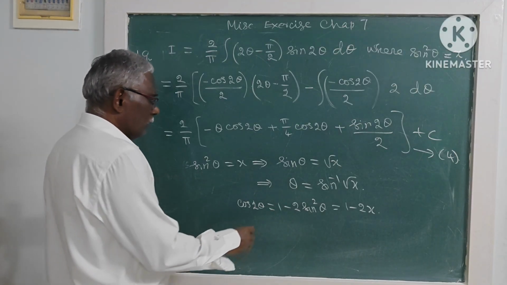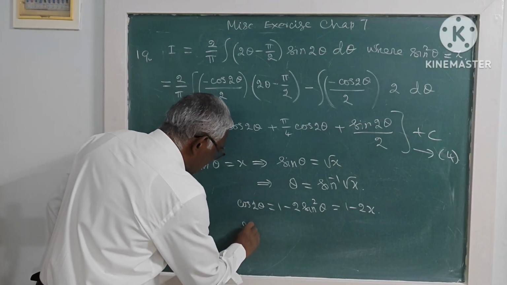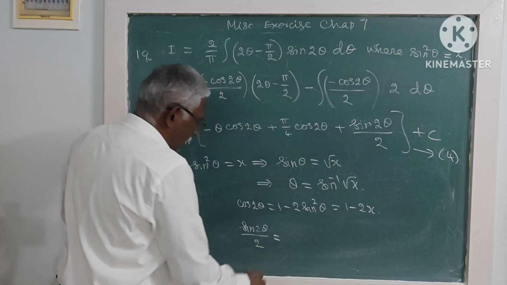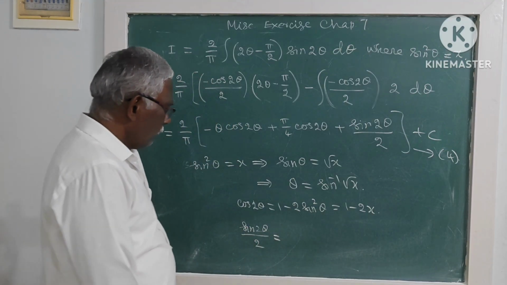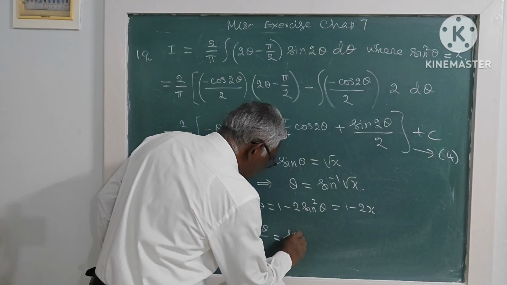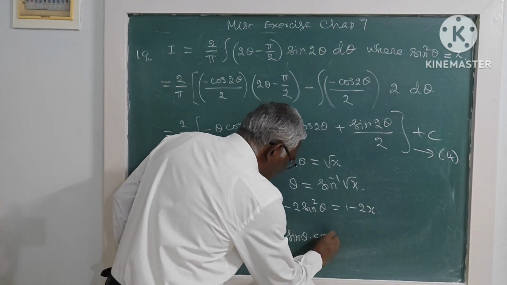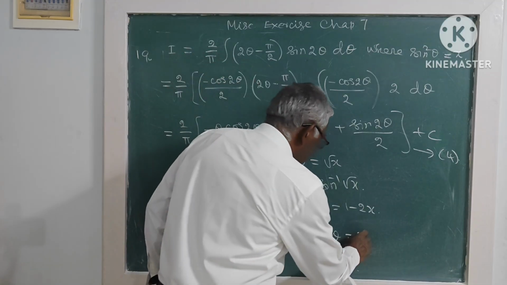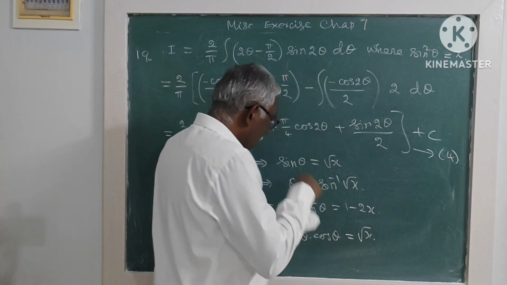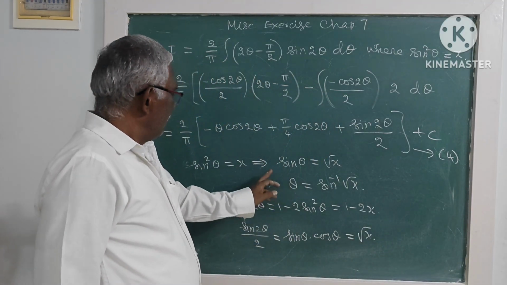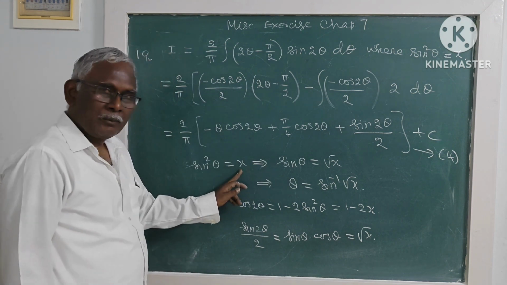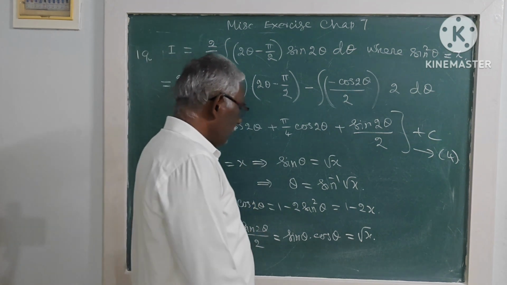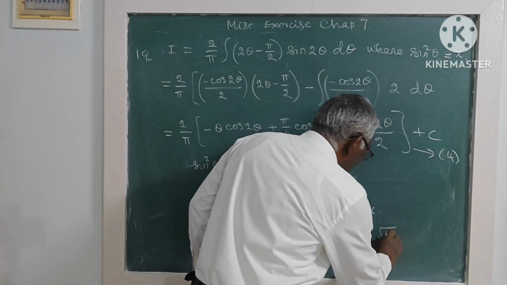Sine 2 theta by 2. 2 sine theta cos theta by 2 is nothing but sine theta into cos theta. Sine theta is root x. Cos square theta: sine square theta is x, cos square theta is 1 minus x. So cos theta will be square root of 1 minus x.